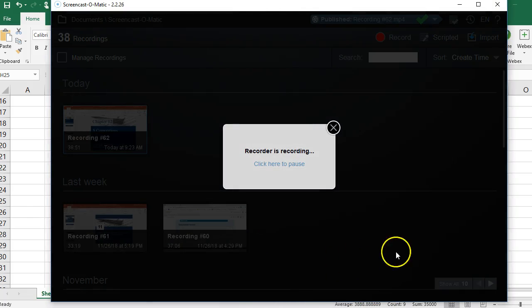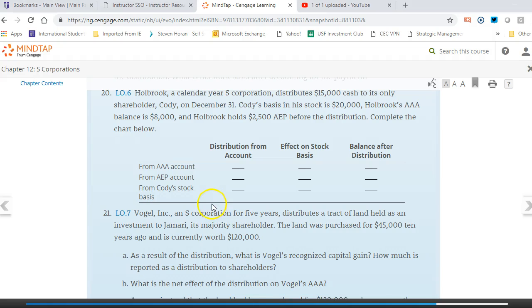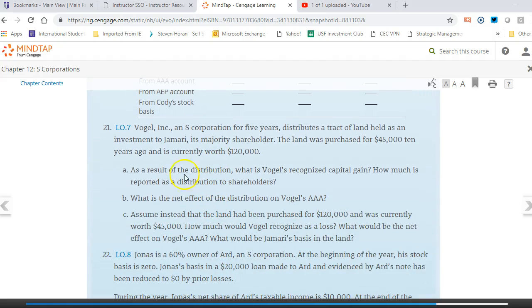Question 21. Whoops, went to the wrong thing. Question 21, right here. It says that Vogel, S Corp for 5 years, distributes a tract of land held as an investment to Jamari, the majority shareholder. Land is purchased for 45 10 years ago, currently worth 120. As a result of the distribution, what is Vogel's gain? How much is reported as distribution to shareholders?